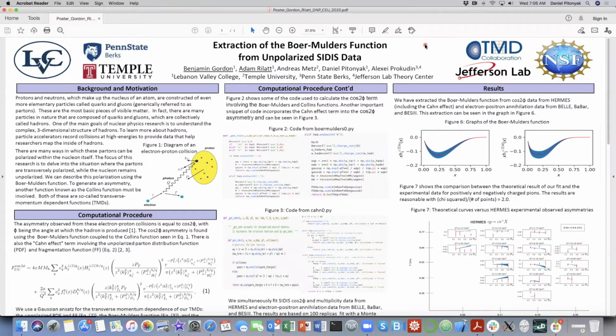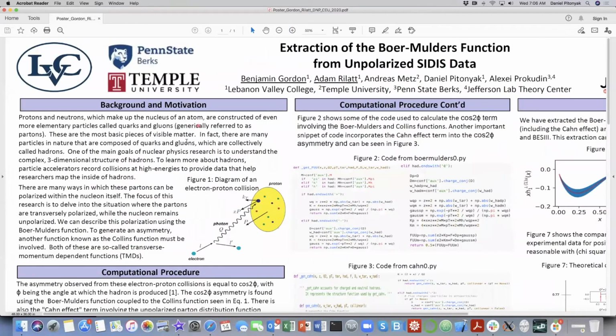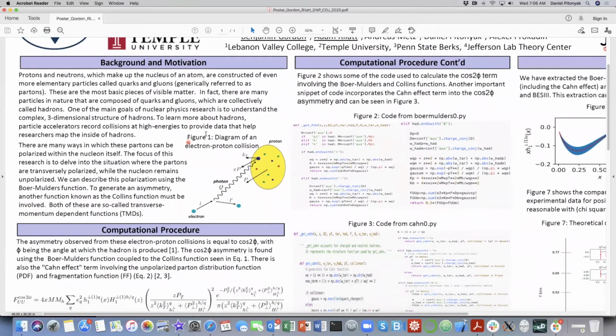Great. And then this is a presentation of our research we did over the past summer, which is the extraction of the Boer-Mulders function from unpolarized, semi-inclusive, deep inelastic scattering data. Just a little bit of background of SIDIS. It's when an electron collides with a proton and emits a high energy photon, which then interacts with a quark in the proton. This quark is then ejected from the proton with some transverse momentum, which it carried before the collision. We noticed that these quarks fly off asymmetrically with some quantized value, which is equal to cos 2 phi.